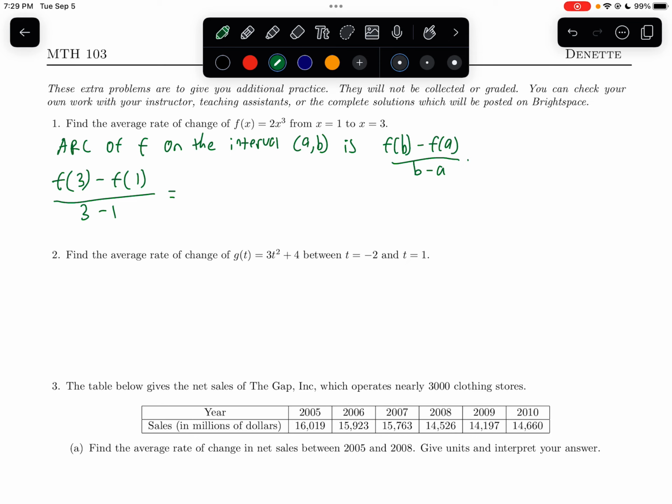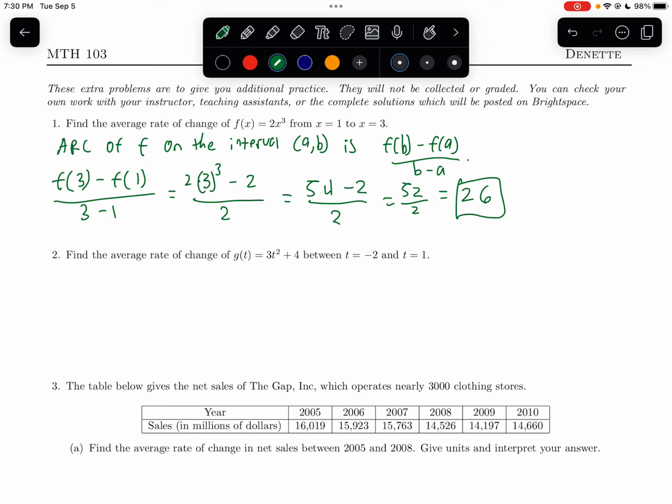F of 3 is 2 times 3 cubed. So 2 times 3 cubed minus f of 1, which is just 2 times 1 cubed. And 3 minus 1, and the denominator is just 2. So this is, 3 cubed is 27, so this is 54 minus 2 divided by 2, or 52 over 2, and that is 26. So your average rate of change between 1 and 3 for this function is 26.